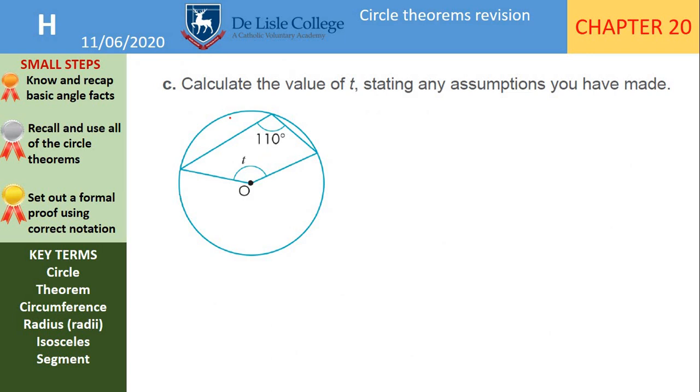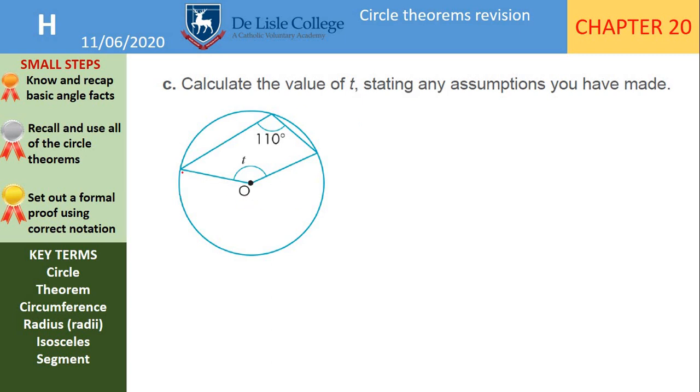Part C. Calculate the value of T, stating any assumptions you have made. Okay, so here then, it looks like we've got a cyclic quadrilateral, but this point here isn't on the circumference, so we can't use the opposite angles sum to 180 because that's not the case here.